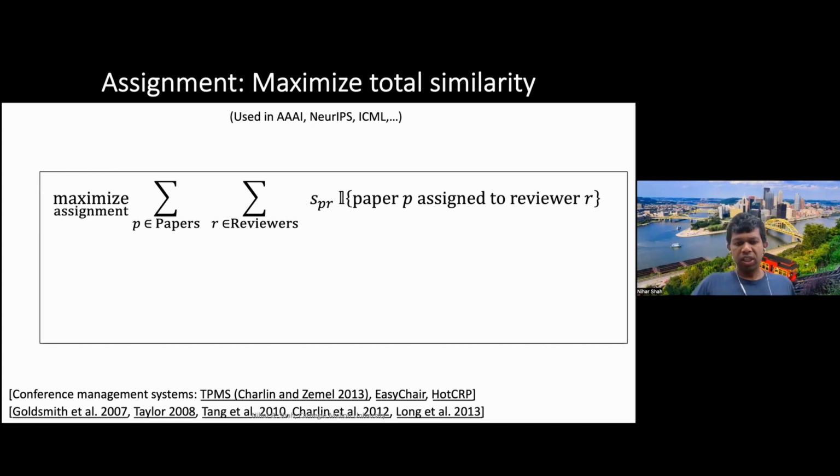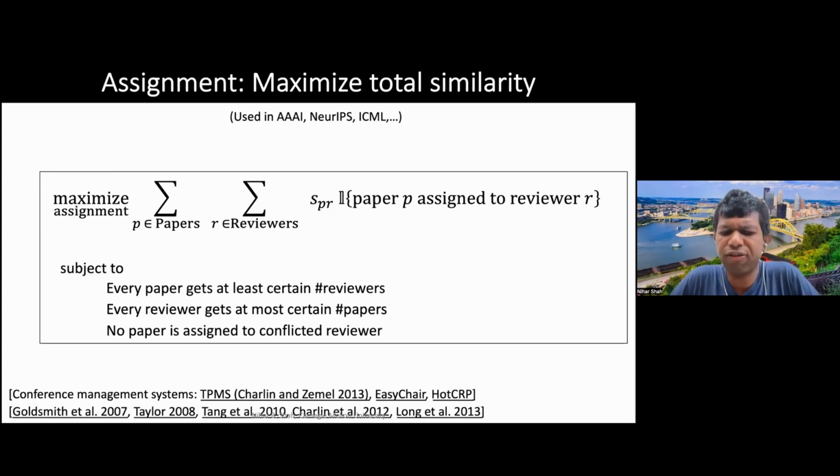This is subject to the constraints that every paper gets, let's say, at least 3 reviewers, and no reviewer gets more than, say, 6 papers. You also ensure that no paper is assigned to a conflicted reviewer. So overall, subject to these constraints, it is choosing the assignment that maximizes the total or the average similarity of the assigned paper-reviewer pairs. Any questions about this? Okay, please ask questions. This is used very commonly across many venues.